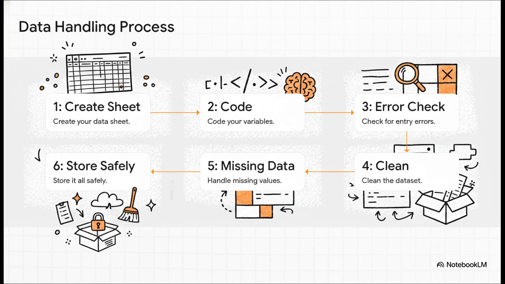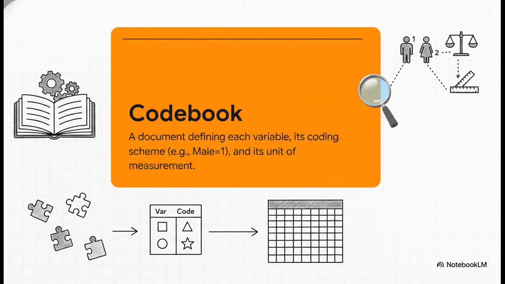But let's zoom in on the one tool that makes all of this possible. And that brings us to the codebook. Seriously, think of this as the user manual for your data. It clearly defines every single variable, explains what the codes mean, like 1 equals male, 2 equals female, and lists the units used. I'm not exaggerating when I say that a well-kept codebook is the single most important thing standing between you and a completely confusing, unusable mess of data.